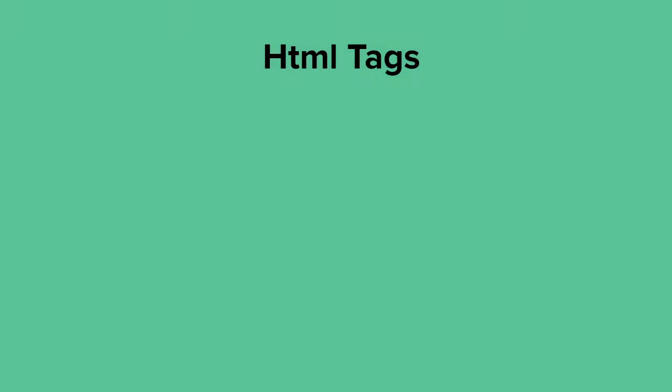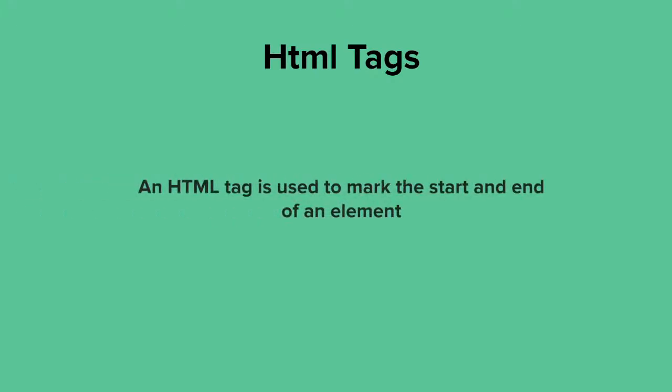HTML tags. So what are HTML tags? There are many tags used in HTML that are used to interpret the content between them and display it on the HTML page. So an HTML tag is used to mark the start and end of an element. The start is displayed with a less than sign and then the name of the tag, like p for paragraph, img for image. Then a greater than sign, and for closing you again use a less than sign, a slash, and then the name of the tag.